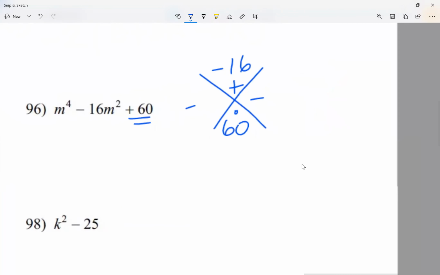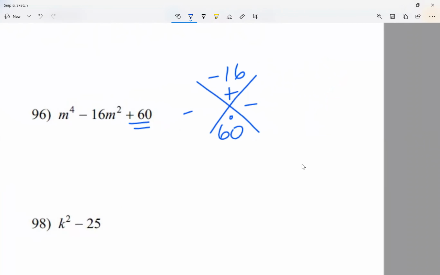All right, so let me think of the factors of 60. I'm looking for 2 numbers that when I multiply them equal 60, and when I add them equal 16. So let me think of all the possible multiplications that are equal to 60. I can go 1 times 60, 2 times 30, 3 times 20. So far, none of these have worked, because I'm looking for numbers that multiplied equal 60, but when I add them, equal 16.